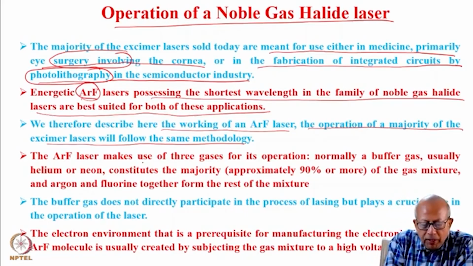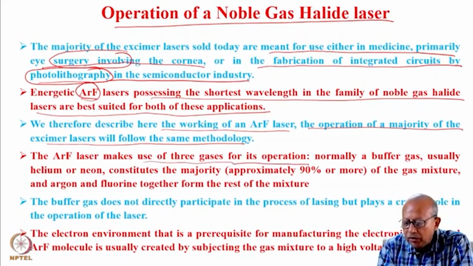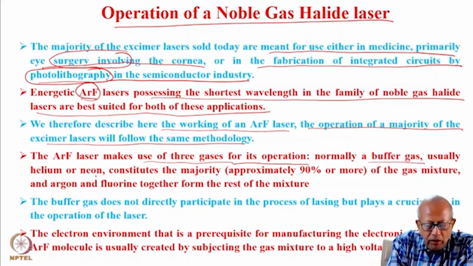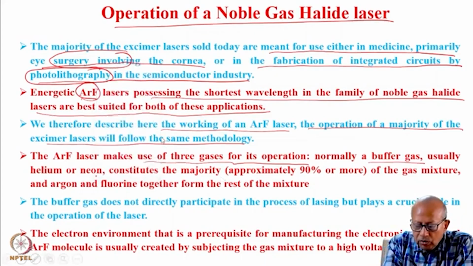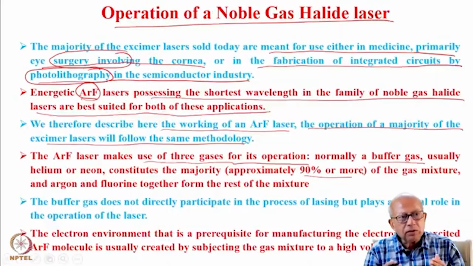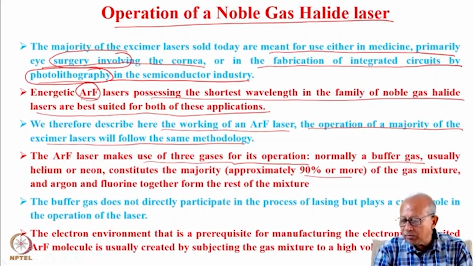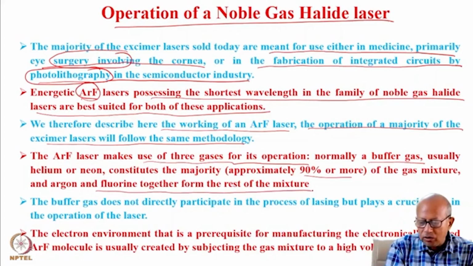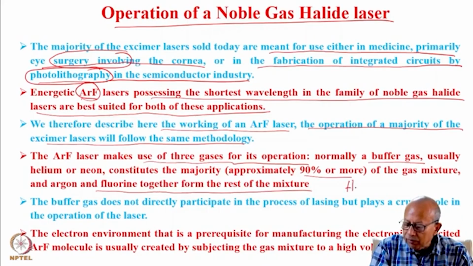The argon fluoride laser makes use of three gases for its operation. Normally a buffer gas, usually helium or neon, constitutes the majority, that is, almost 90% or more of the gas mixture, while argon and fluorine together form the rest of the mixture. So, if helium is the buffer gas, helium is more than 90%, while argon plus fluorine together is about 10%.